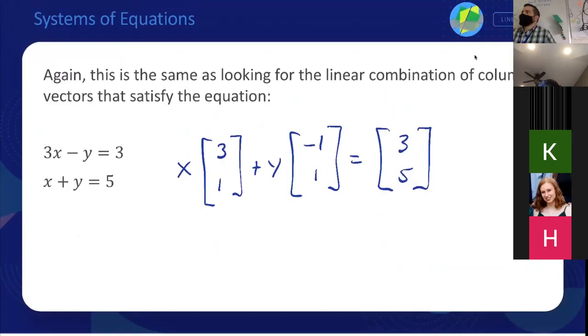Yeah, Xander. In that test, will you ever say you have to write it in that linear combination? Possibly.